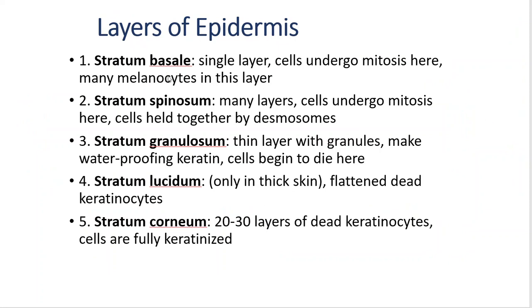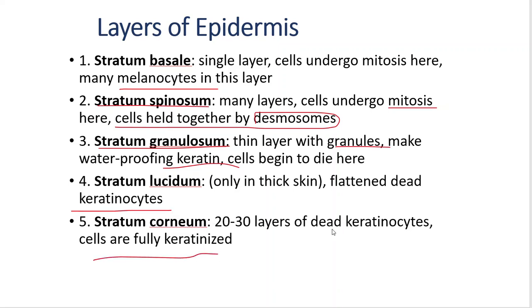Okay, so the basal, the single layer, we've talked about that. A lot of melanocytes because of their sensitivity to ultraviolet radiation. Ultraviolet radiation can damage DNA, and that's the beginning of cancer. Stratum spinosum, some mitosis, and these guys are still being held together by desmosomes. Stratum granulosum, thin layer with those granules, waterproofing keratin and the lamellar granules. Stratum lucidum, we've talked about. Stratum corneum, 20 to 30 layers, dead keratinocytes. There's plasma membrane full of keratin.